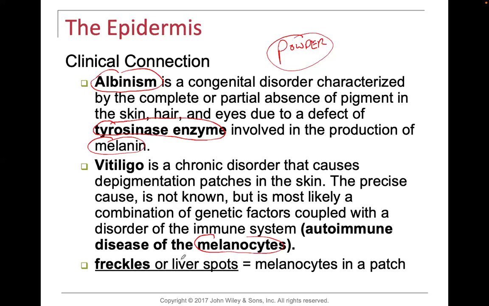And freckles, sometimes called liver spots, this is just a high concentrated area of melanocytes in one area, right? It's the opposite of vitiligo, where in vitiligo, there's an absence of melanocytes in an area. With freckles, it's a highly concentrated area of melanocytes in an area, and it darkens.